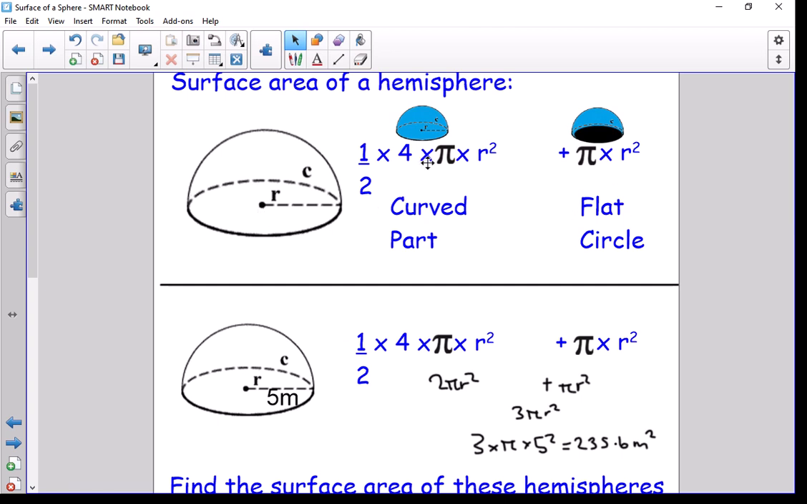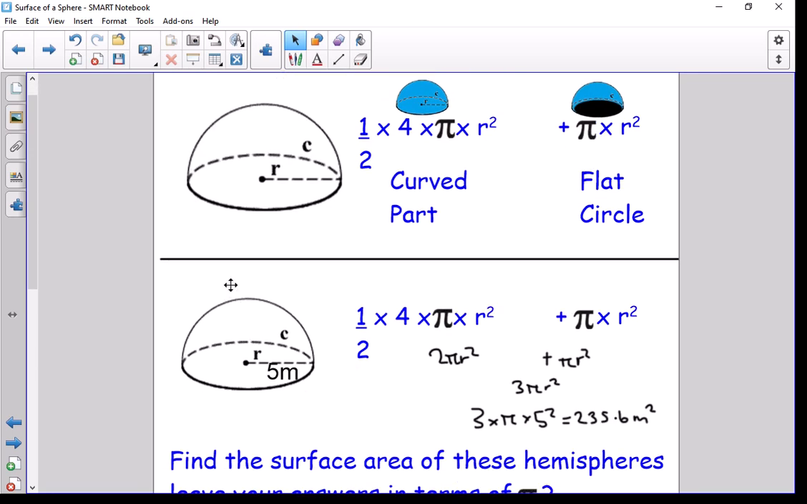So firstly, we know the surface area for the whole sphere is 4 times pi times r squared. So we'd work that out, but it'd be half of that. And the flat part at the bottom, well, that's just a circle, and we can find that by doing pi times r squared.